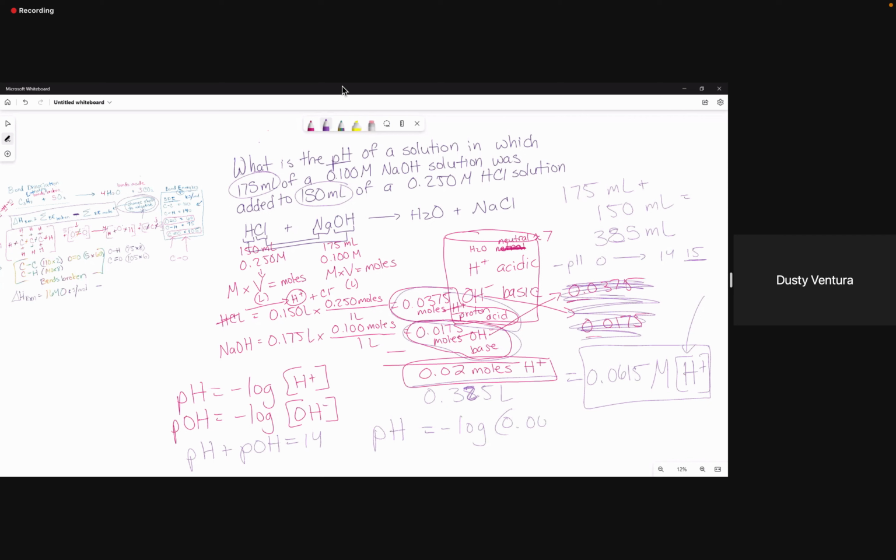All right, everybody who is not comfortable putting log into your calculator, don't go into tomorrow's exam not knowing how to work your log function on your calculator. So it really is negative the log of this value. So figure out how the heck your calculator works.